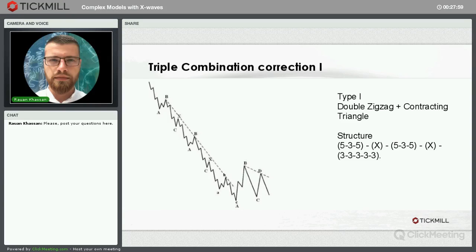This model in the process of forming may have different looks. First, you think of it as a double zigzag, then you see that it could be a type of double combination, for example, zigzag followed by a flat correction. But as the price moves lower and lower, you would be able to understand this step structure as a triple zigzag.